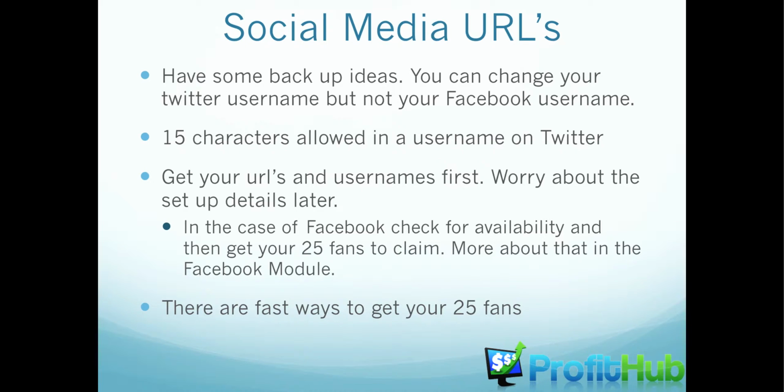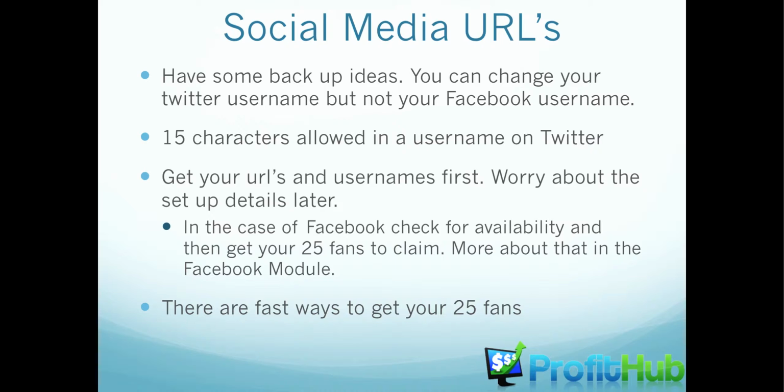The next step with social media URLs is to have some backup ideas in case one of the usernames that you want to use is not available. I would do some brainstorming to make sure that you can have consistent usernames across all of your social media platforms. 15 characters are allowed in a username on Twitter, and as far as I know, Facebook has an unlimited amount of characters, so keep that in mind when you're coming up with ideas for your URLs and usernames. Get your URLs and usernames first, and don't worry about the details of profile information and all that. You can set that up later. The goal right now is to get your usernames locked in so that nobody else grabs them.